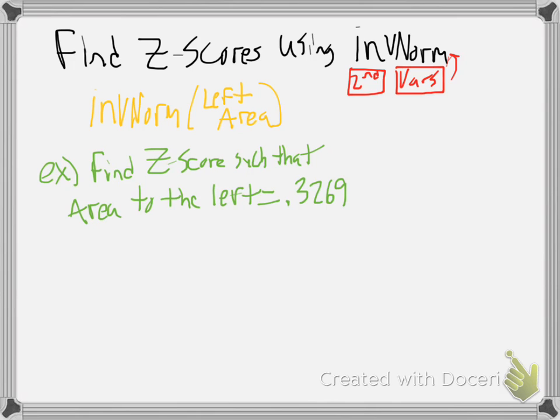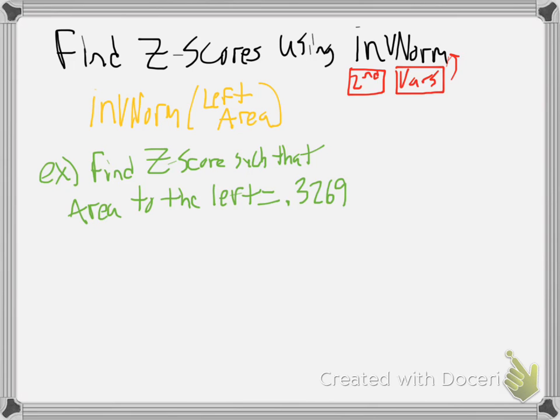When you use inverse norm, you have to tell the function the area to the left of the z-score that you want. So if you enter in an area of 0.5, where's that z-score? That z-score is right in the middle. The z-score right in the middle has area to the left 0.5. That would give you 0. So let's just look at this example.